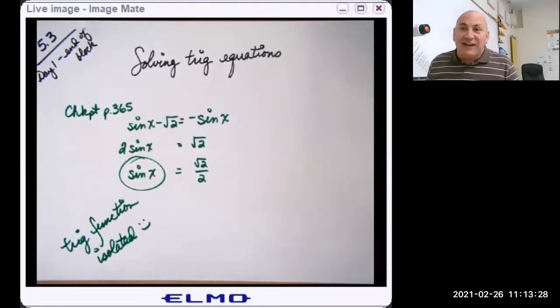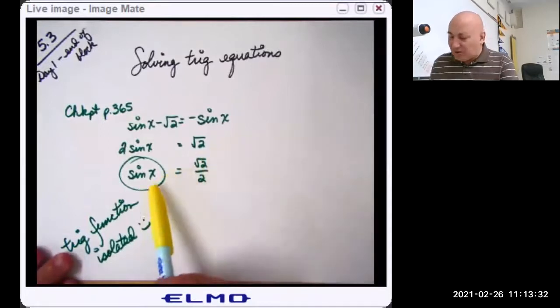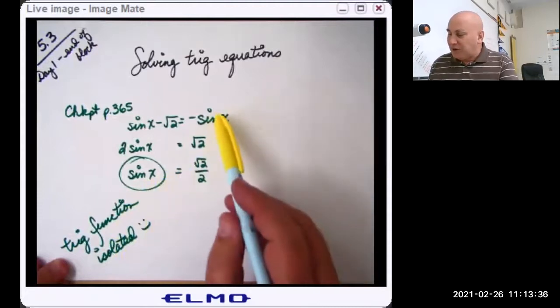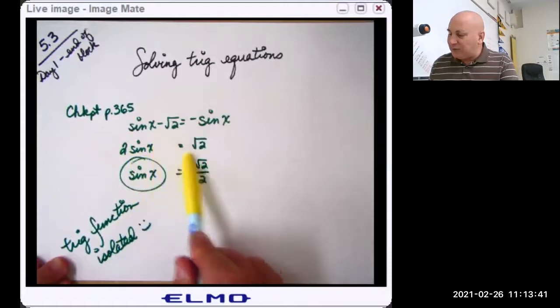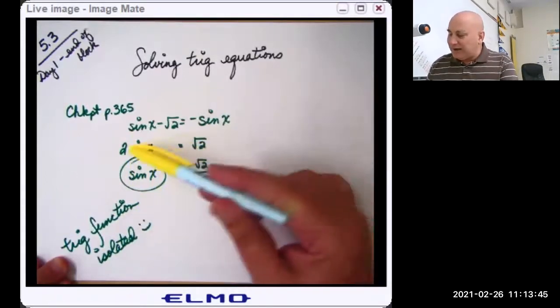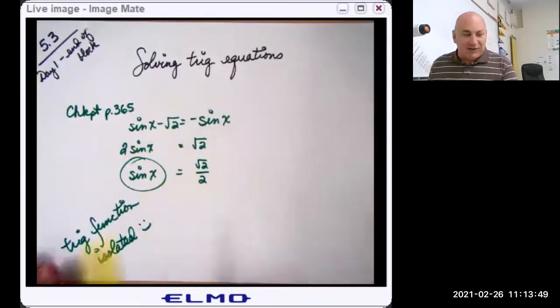Much like solving any other equation from our algebra days, we want to get our trig function isolated on one side of the equal sign. So I added sine x to both sides, added square root of 2 to both sides, and that got me to this step. Divided both sides by 2. Now I got sine x equals this.